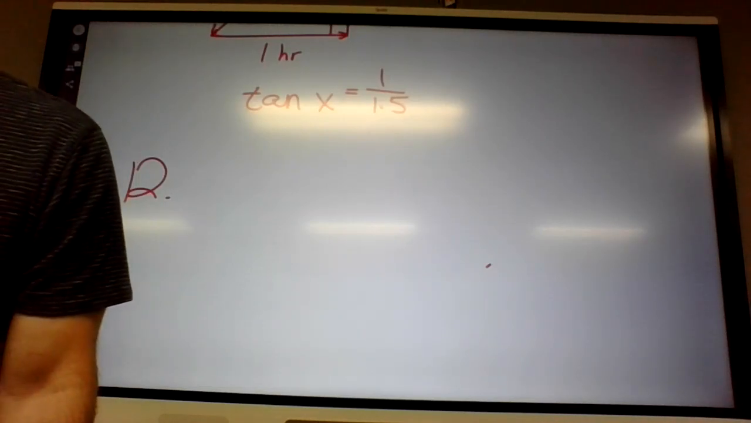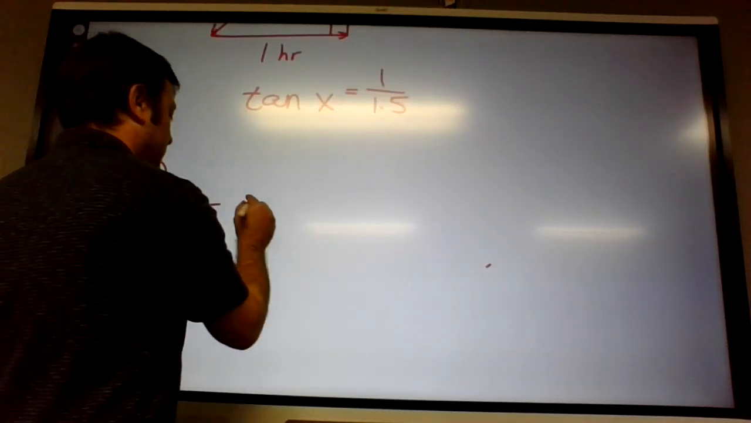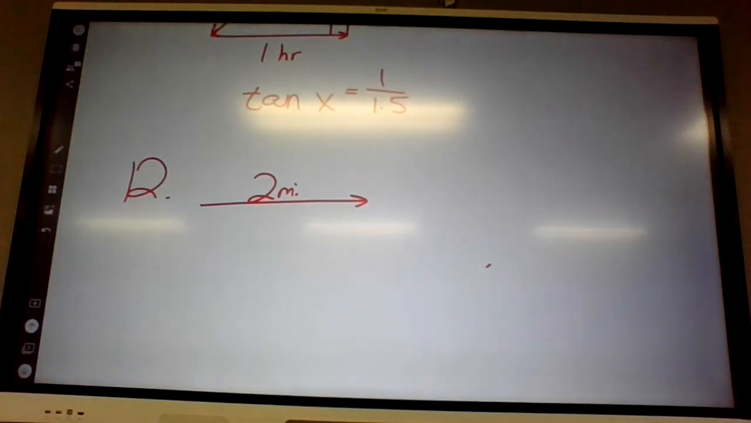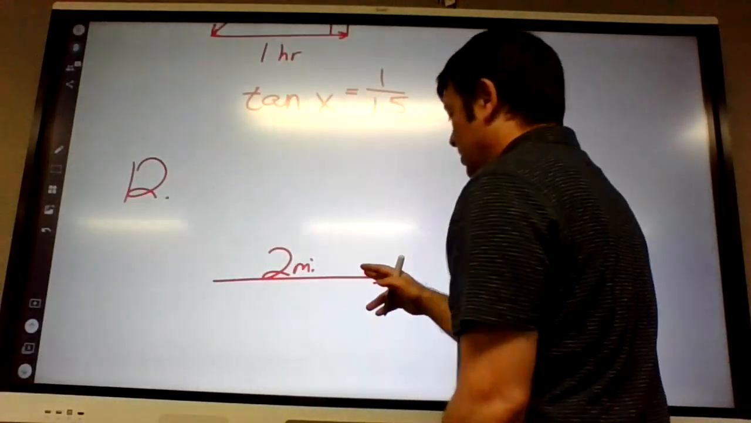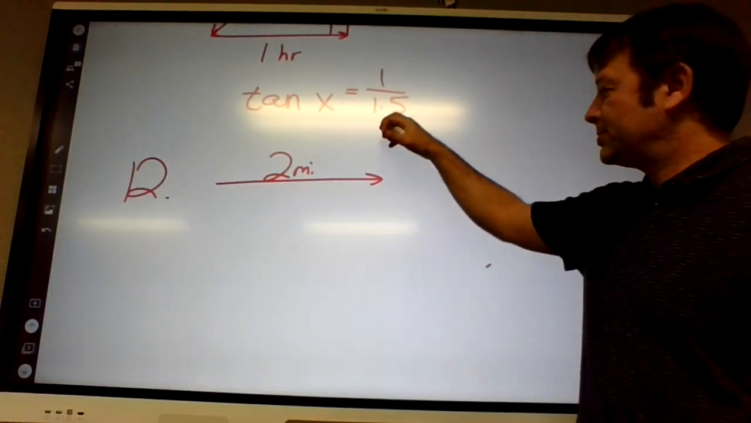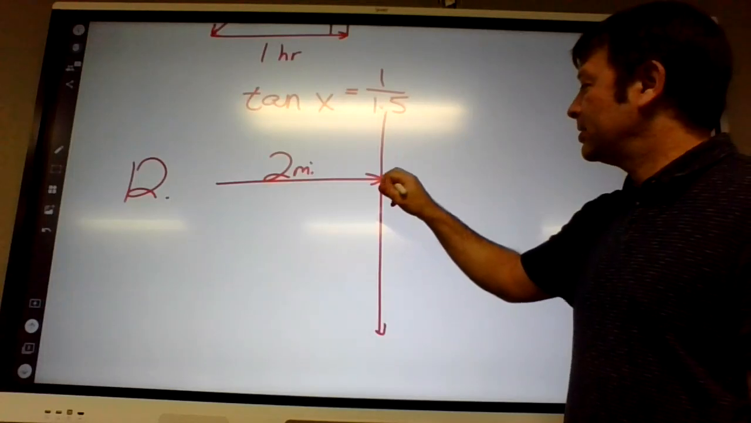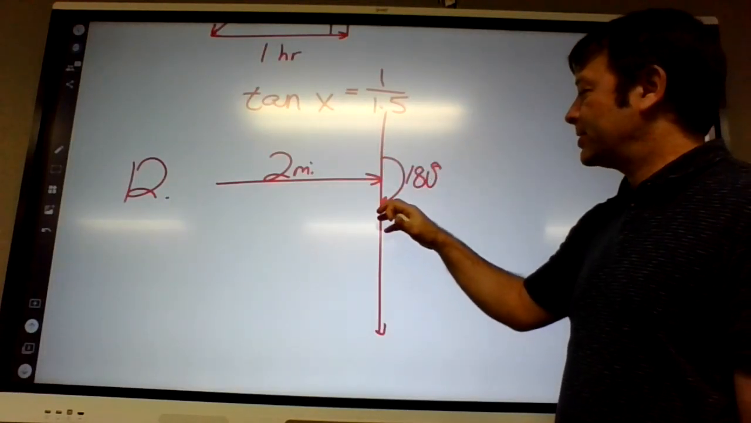All right, number 12. A sailboat leaves its dock and proceeds east for 2 miles. All right. So far, so good? Everyone on the same page here? It then changes course to 205 degrees. Okay, where is 205 degrees? Where's 180 at? 180 is straight down. 180 is right here. A lot of times drawing north-south lines helps.